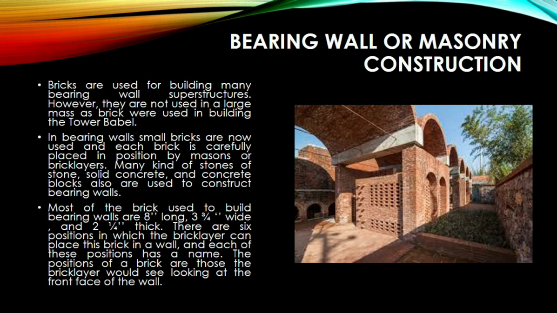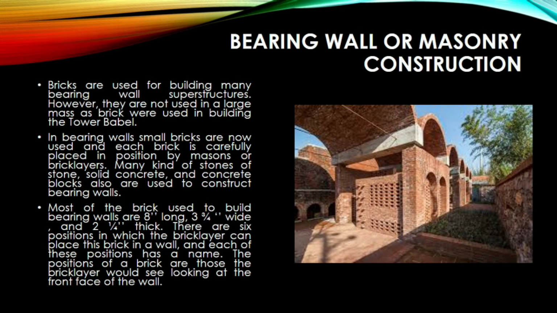Another material for bearing wall or masonry construction is bricks. Bricks are used for building many bearing wall superstructures. However, they are not used in a large mass as bricks were used in building the Tower of Babel. In bearing walls, small bricks are now used and each brick is carefully placed in position by masons or bricklayers. Many kinds of stone, solid concrete, and concrete blocks also are used to construct bearing walls.